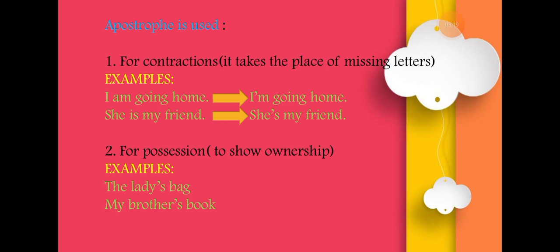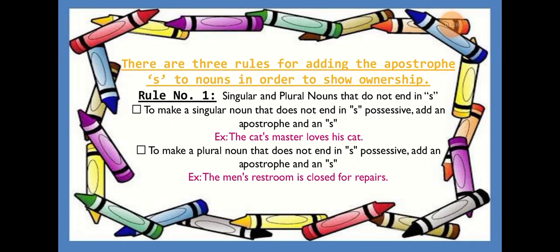Possession, to show ownership, like the lady's bag, my brother's book. Again, contraction, but it's also for ownership of something or someone. There are three rules for adding apostrophe s to a noun in order to show ownership. Rule one is singular and plural nouns that do not end in s.